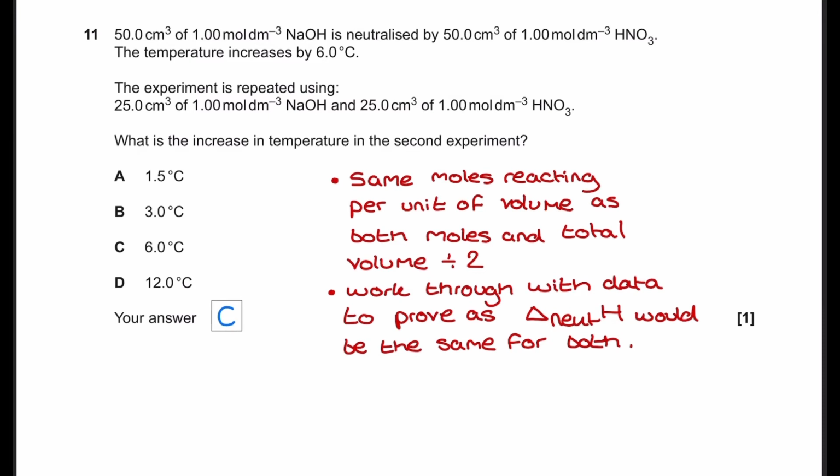Now, you can actually prove this by working through the data, as for both of these scenarios, the enthalpy of neutralisation would need to come out as the same quantity. So if you do Q equals mc delta T, and then minus Q divided by n, you need to end up with the same value. And the only way to do that, if you have to halve the value of m, and you have to halve the number of moles, is to maintain the same temperature change.